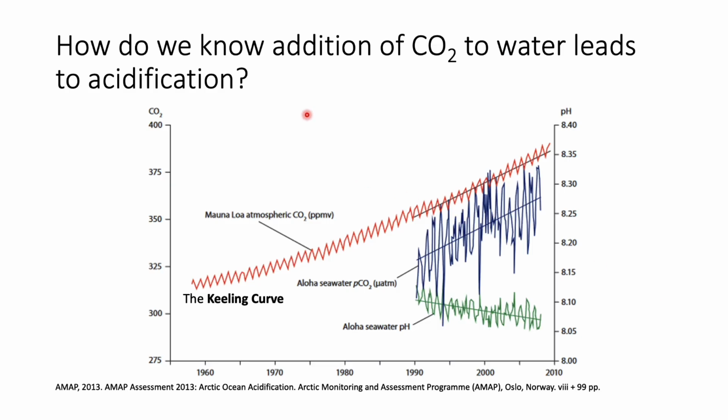So how do we know addition of CO2 leads to water acidification? This is another question we are going to answer. This scaling curve is a very famous curve which shows the change of CO2 concentration in the atmosphere. It was measured from the 1960s onwards till 2010. The values are given here.